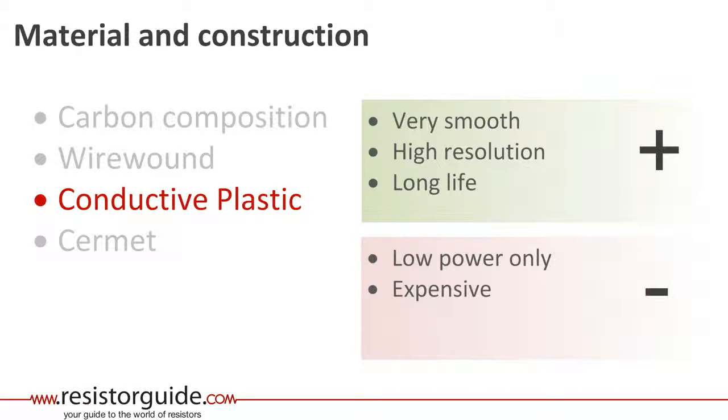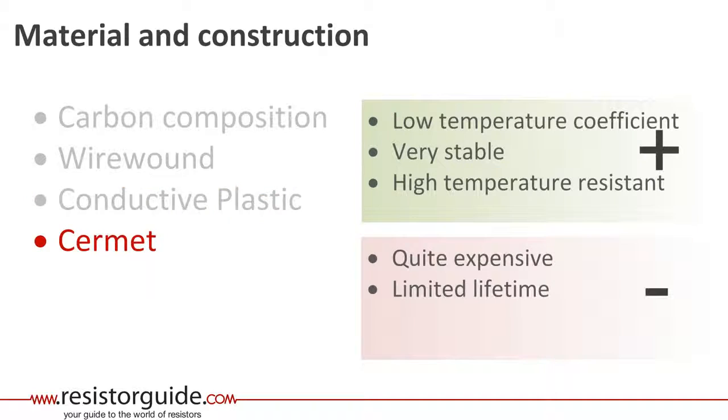Conductive plastic has a very smooth action, the highest resolution and a long life. Unfortunately, they handle only low power and can be expensive. They are often used in high-end audio applications. Cermet is very stable, has a low temperature coefficient and can handle high temperatures. On the downside, they are expensive and wear out faster than other types. They are often used for trim pots, which do not have to be adjusted often.